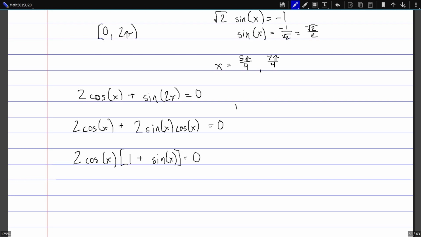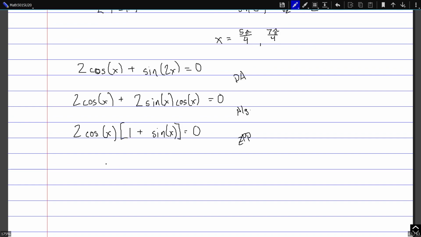Let's trace our steps here. We used the double angle formula to replace sine of 2x with 2 sine x cosine x. And then we used our algebra and factored. And now we're going to use our zero product property to keep it going. Take each one of these factors and set them equal to 0. 2 cosine of x equals 0, and 1 plus sine of x equals 0. Solve each one independently. We have cosine of x equals 0 here, because dividing by 2 doesn't change the value. And subtracting 1 from both sides gives us sine of x equals -1.